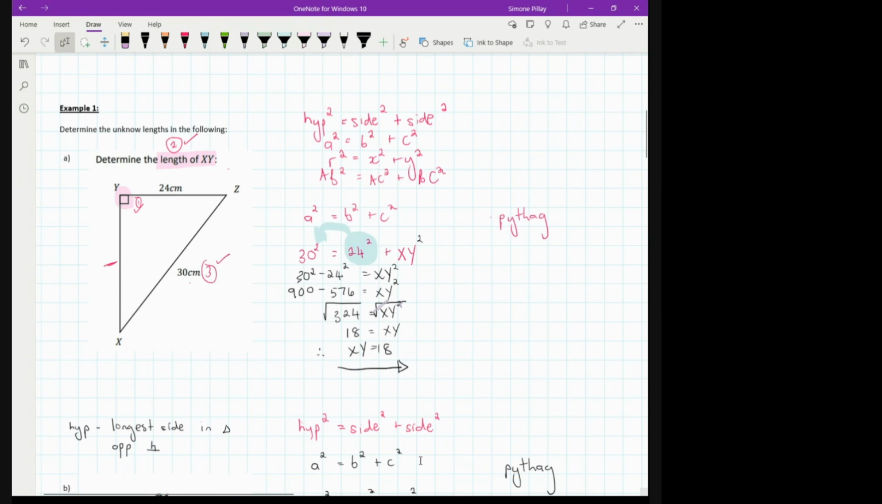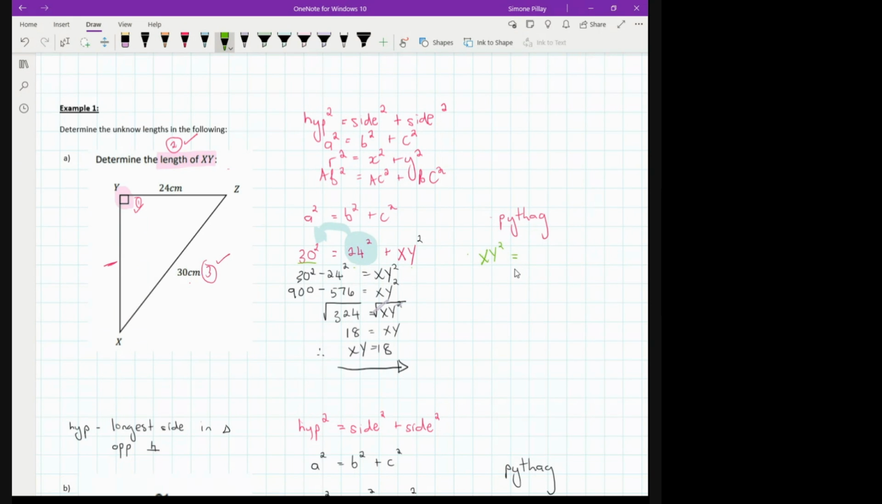Yes, ma'am. I was asking, I'm going to use the first sum as an example. Instead of saying 30 squared equals 24 squared plus xy squared, can we just say yx is equal to the hypotenuse minus xy? Wait, I did it kind of wrong, ma'am. Okay. So you want to make xy the subject of your formula. Is that what you're doing?